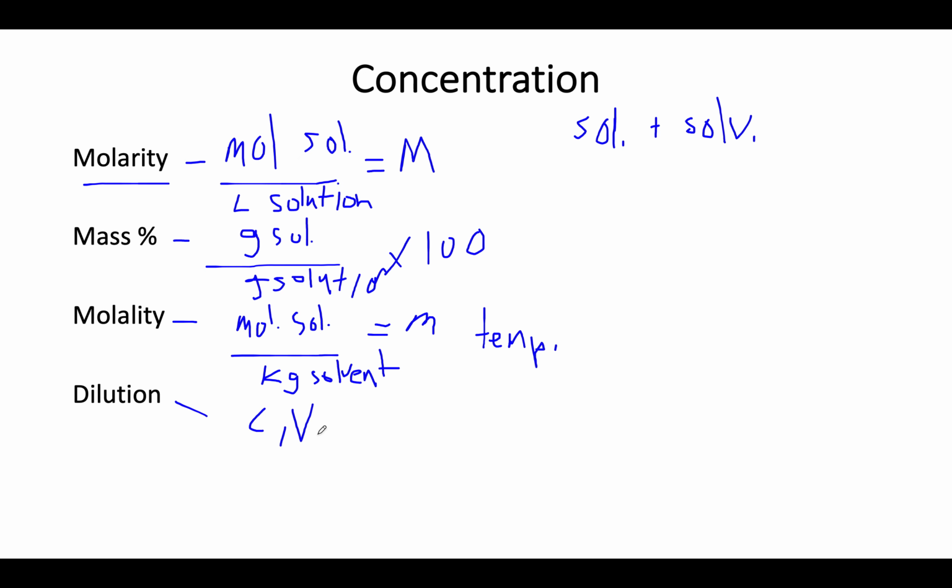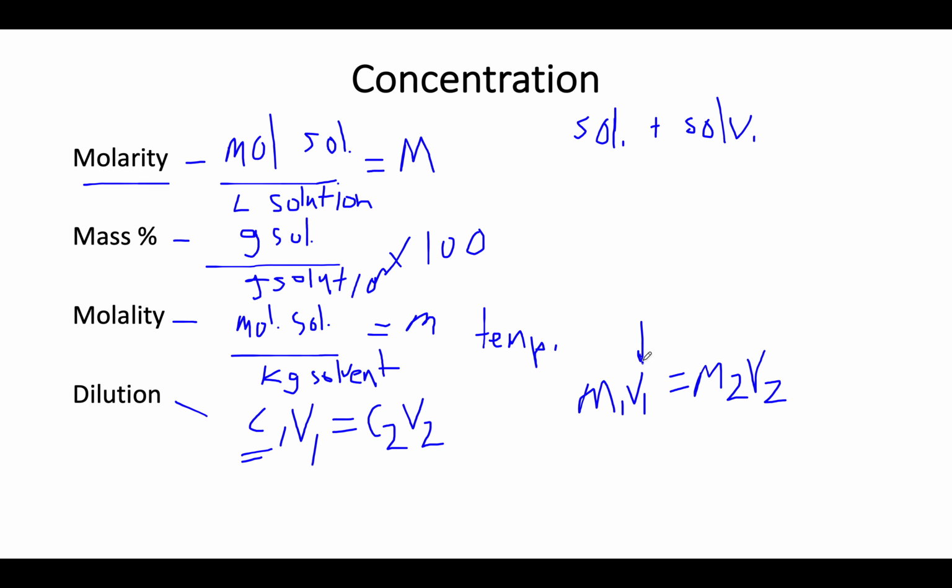So maybe, now I'm changing it up a bit, C1 times V1 equals C2 times V2. This is the dilution equation, and I'm just putting it in any general concentration term. Maybe you're more familiar with it in molarity, so that's M1 V1 equals M2 V2. But you could put it in mass percent. You could put it in molality.